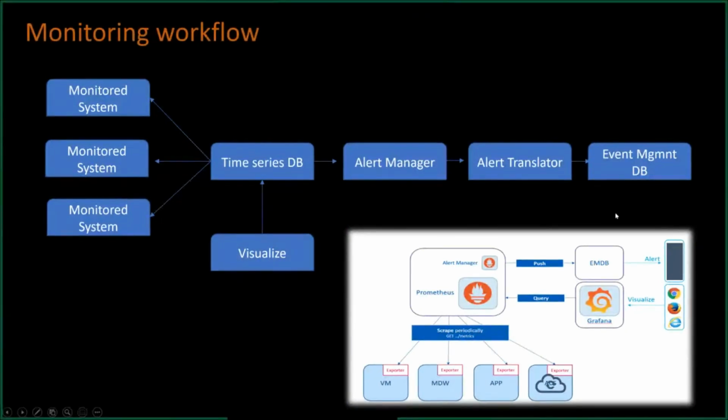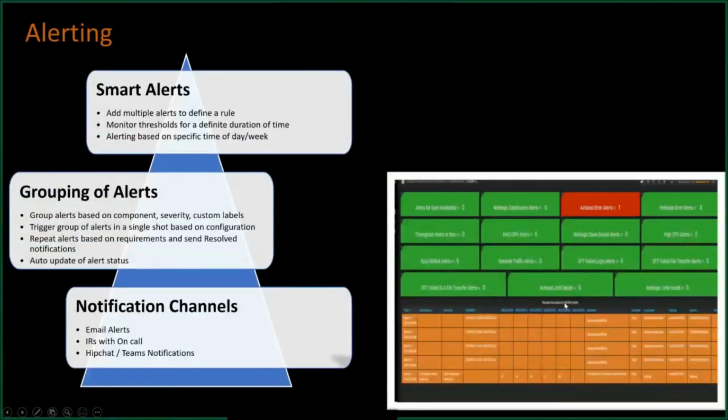And the alert translator is probably used only when required. If you want to translate some of the alerts into your company's nomenclature, you could do that. So a very simple but effective monitoring workflow can be like this, right? And then you can also get creative inside. You can get creative on the visualization part. You can get creative on how you are collecting the data itself and how you are processing that data, right? So that is also one important aspect.